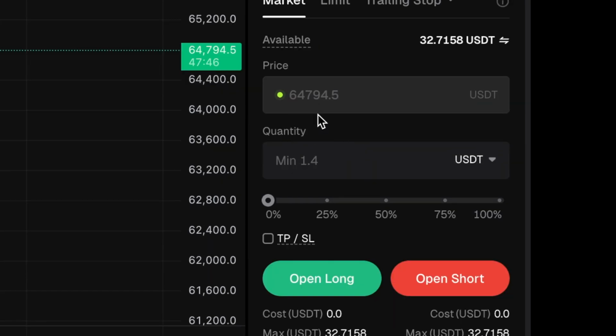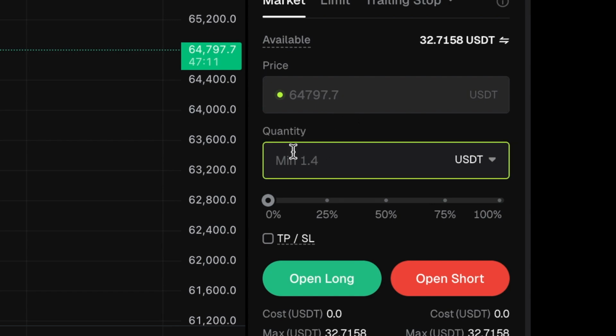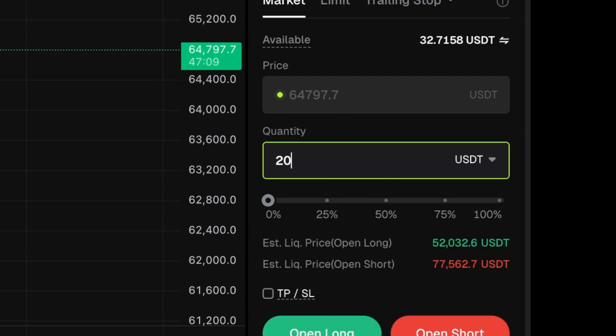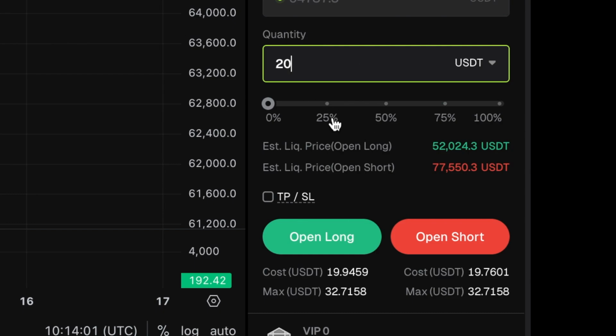Next thing we need to do is set our margin, which we're going to do in the quantity box here. For the sake of this example, we're going to put $20 into this trade. Now remember that margin will be amplified by the 5x leverage, giving us a $100 position size overall. So our profits and losses will be calculated the same as if we had a $100 spot position. Anyway, once you enter a margin, you will now see your estimated liquidation prices.